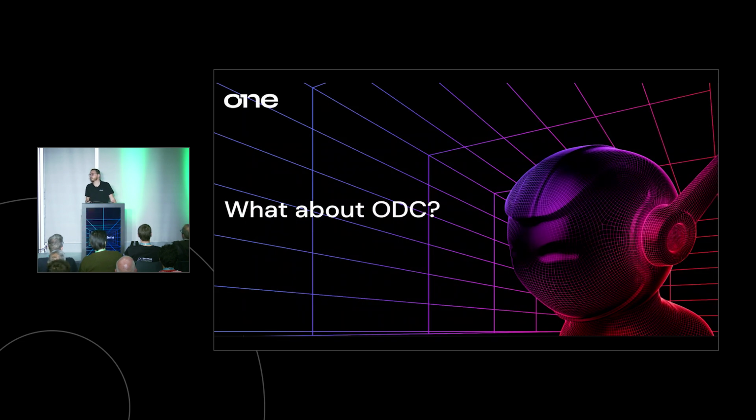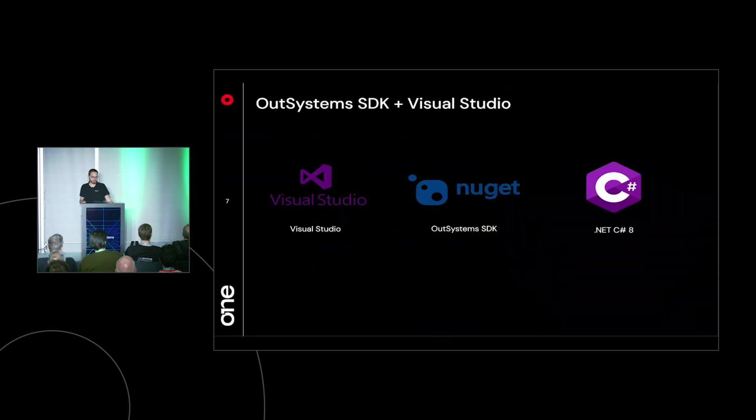And what about ODC? How can we do this in ODC? So ODC is a little bit different, right? So we still use Visual Studio, and we can also use VS Code if you want to, but we still use Visual Studio to code our extensions in C#. It's a little bit different because now we have a NuGet package, OutSystems SDK, that we have to download and put inside our library to make it work. And another difference is that now it uses C# 8, and it is not C# 4.7. Right? So things are a little bit different compared to OutSystems 11.